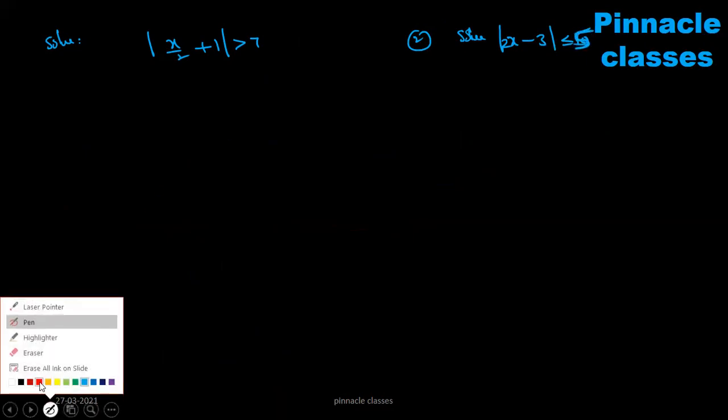See, one more question. Once again, modulus of x by 2 plus 1 greater than 7. Question number 2: modulus of 2x minus 3 less than or equal to 10, or less than or equal to 5. Like that. How to solve these modulus problems? Better. Anyone?